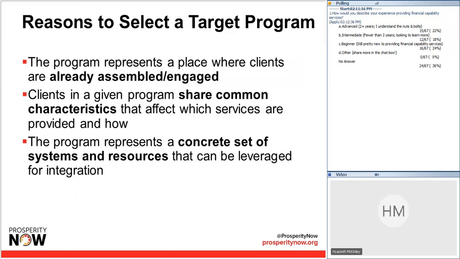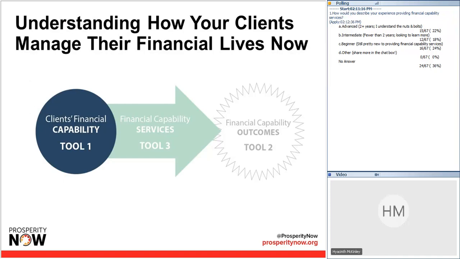So, reasons to select it, we already touched on this really quickly. Clients are already assembled there. You already have a service. People are already using it, and they already know who you are, and you've got a client population ready to go. They have characteristics in common, so that you can better design a service that could meet multiple people's needs and figure out an approach that could address all of their needs. And you're also looking at a concrete set of systems and resources that you can leverage. Ideally, this is a program that's already got some tenure, so you can build on what you have.